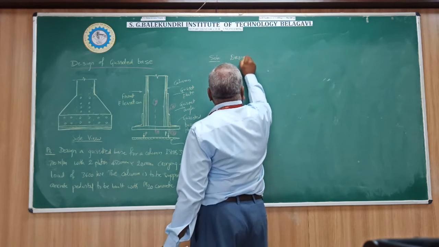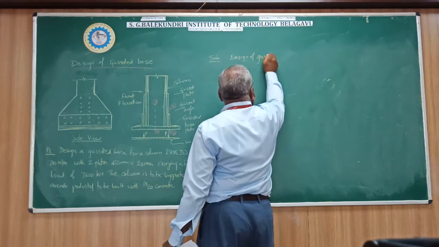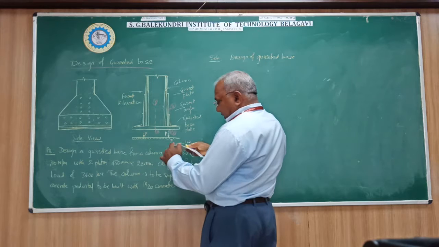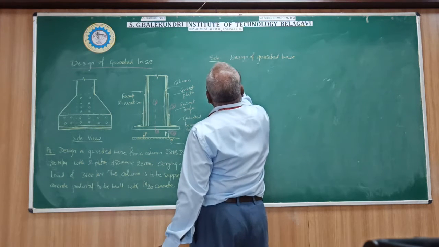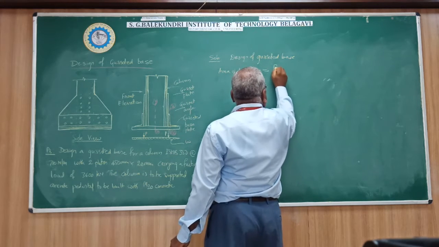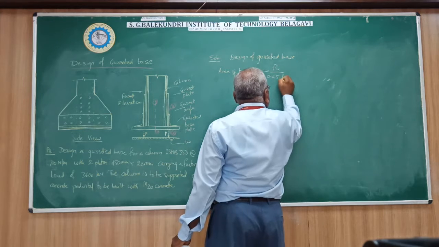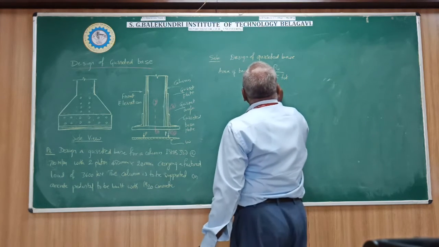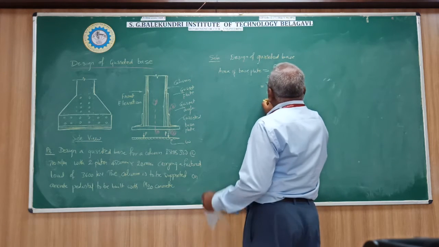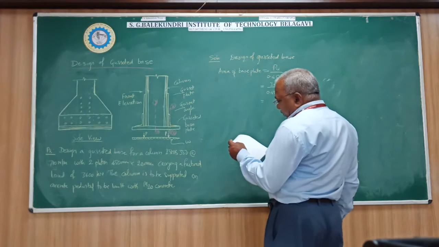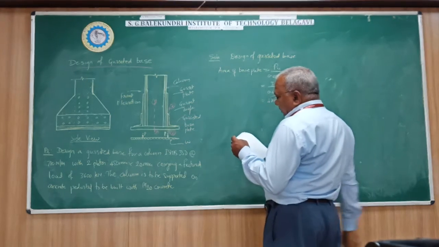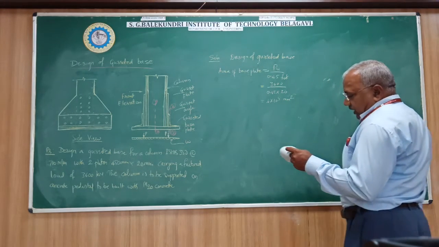Design of the gusseted base. Now the first step is the area of the base plate. Area of base plate equals the factored load PU divided by 0.45 fck. PU is 3600 kilonewton, divided by 0.45 times fck, which is 20. So the area of the base plate is 4 into 10 raised to 5 mm square.